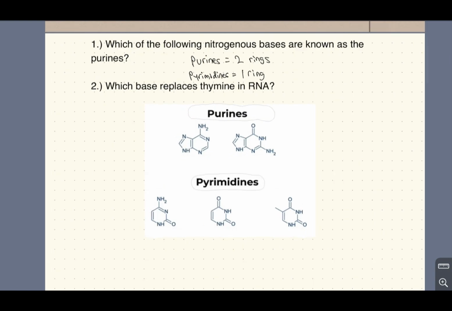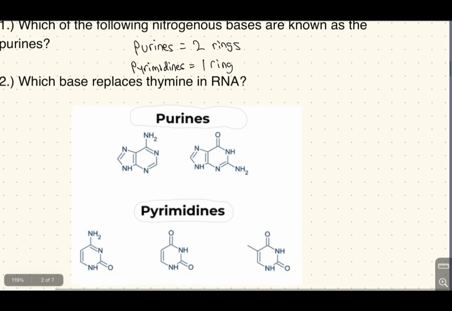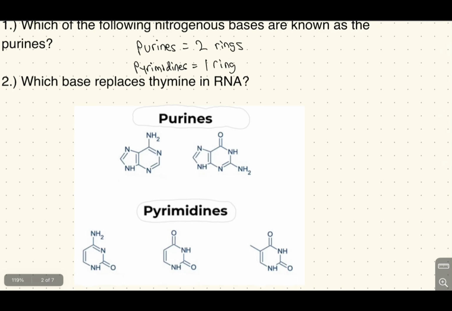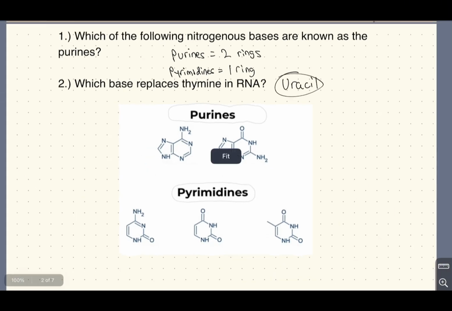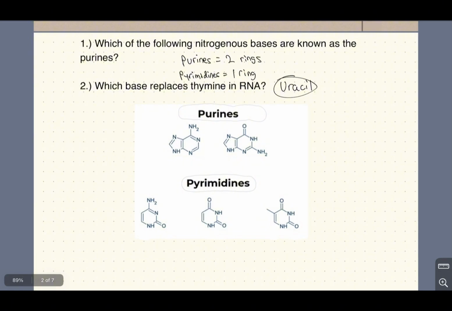Okay, let's move on to the second question. Which base replaces thymine in RNA? We know that that is uracil. However, on the MCAT, you have to memorize the chemical structure of all the nitrogenous bases. Luckily for you, knowing key components is enough.